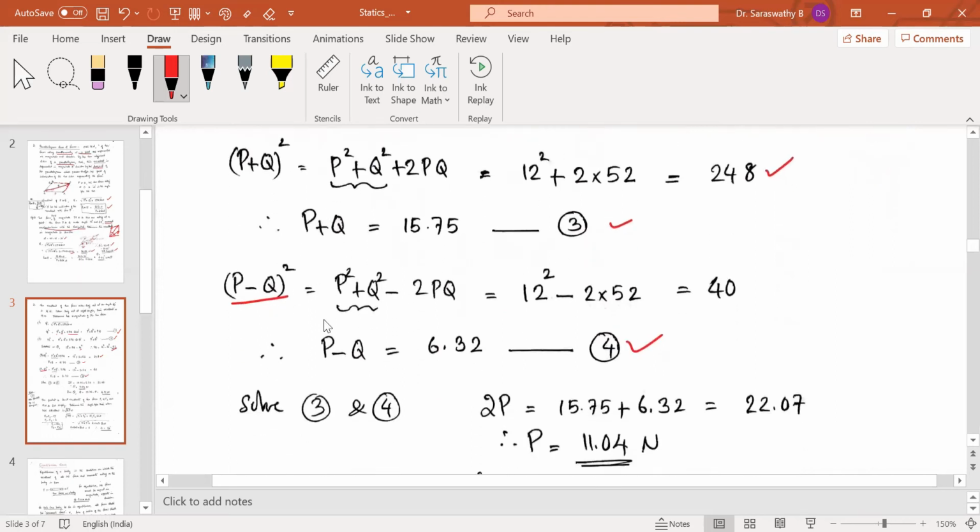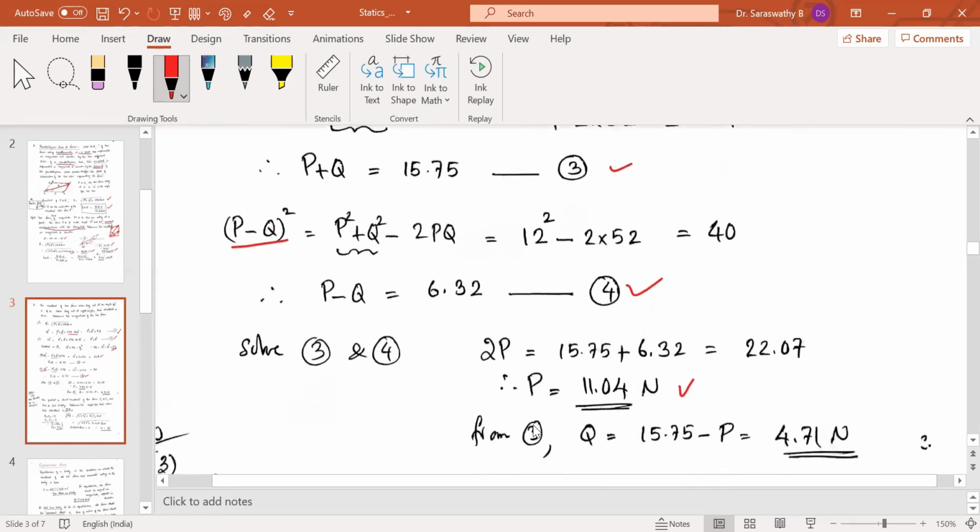Solving these equations, 3 is there, 4 is there, add them. The Q terms will become 0. So 2P becomes 22. From that we get P. Once we get P, substitute in this equation, Q is equal to 15.75 minus P, and we will get 4.71. So we can get the numerical values of the two loads. So this is a simple example illustrating the use of the parallelogram law.